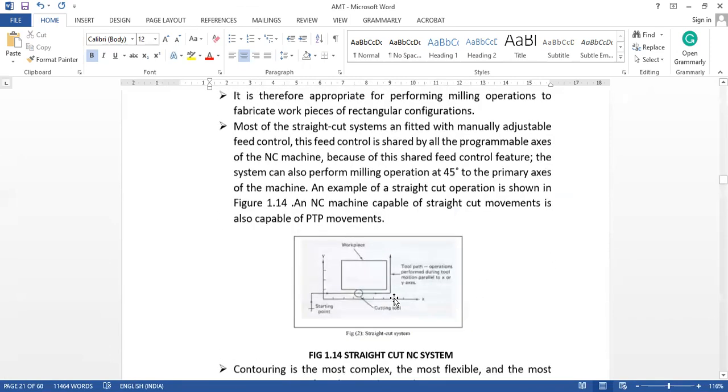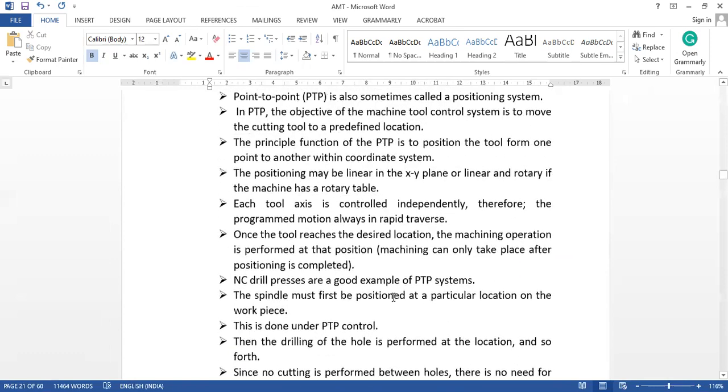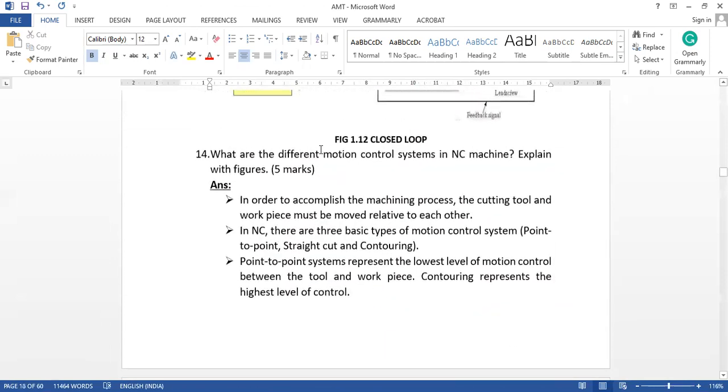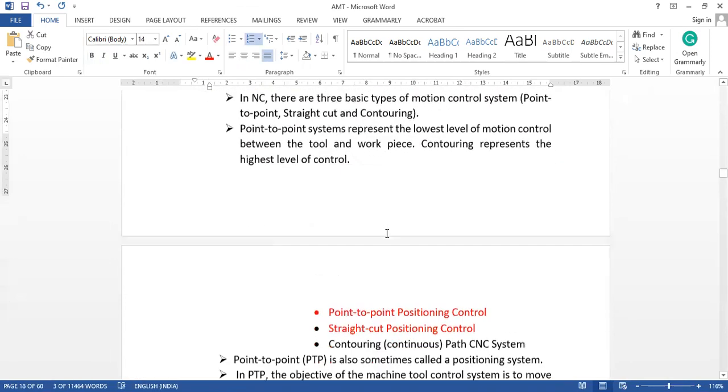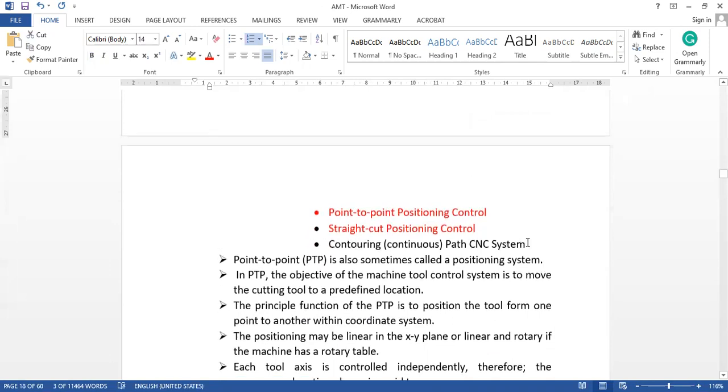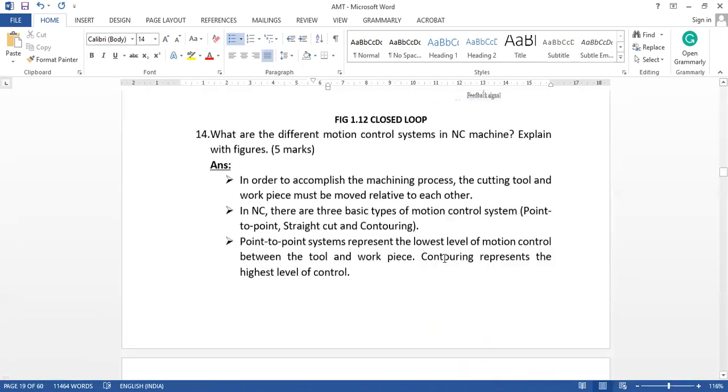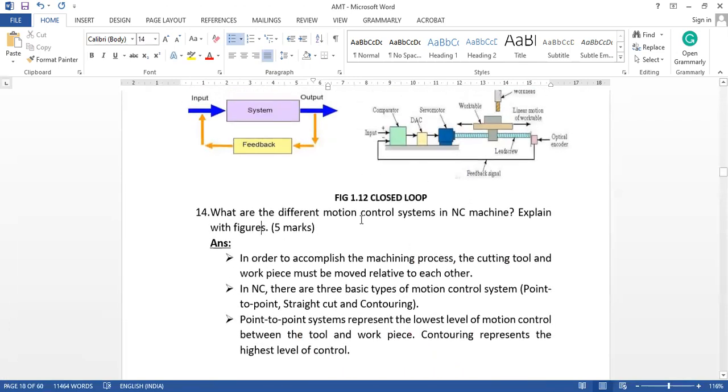Once again, the question is: explain what are the different motion control systems. The different motion control systems are of three types: PTP, the least expensive, then straight cut, and contouring, the most expensive. Then explain with the figures. You have to explain with the figures, and here you can see it carries 5 marks.